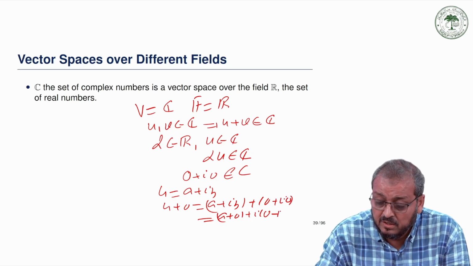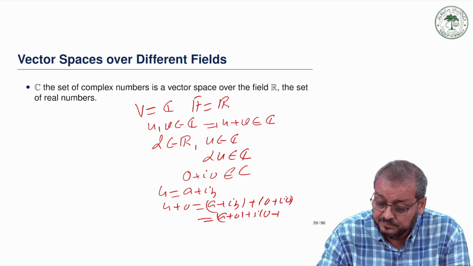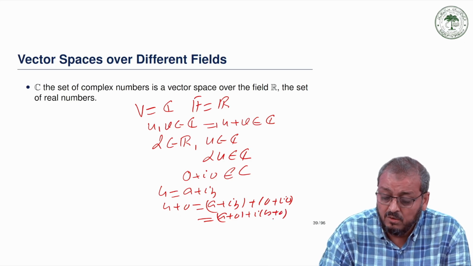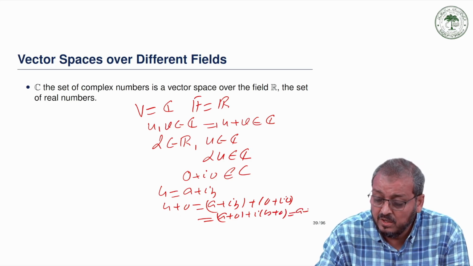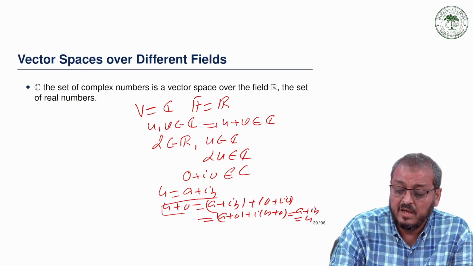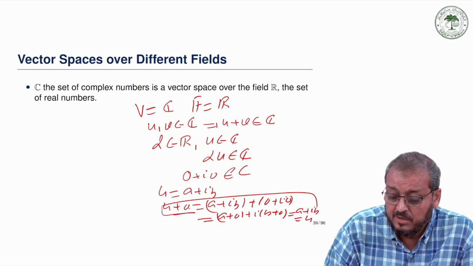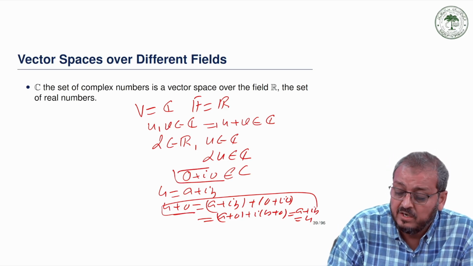So we can say that v plus 0, and this is nothing but equal to a plus ib, which is equal to u. So this means the element is there, the identity element is there. So this is the additive identity in this case.